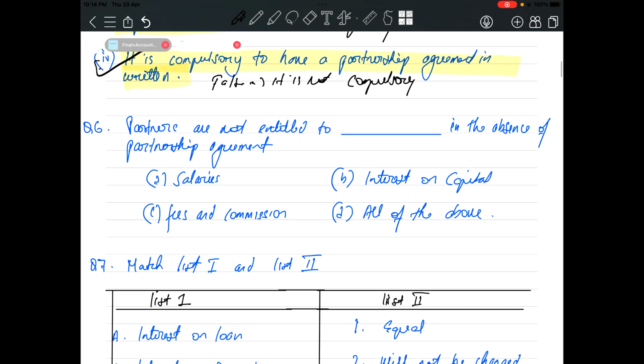Okay, so now let's move to question number 6. Partners are not entitled to dash in the absence of partnership agreement. What are they not entitled to? They are not entitled to salaries. We know this, right? They are not entitled to salaries if the partnership deed is silent. Interest on capital, fees and commission. So what will be the answer? All of the above. Partners are not entitled to all of the above in the absence of partnership agreement. So we are done with question number 6.